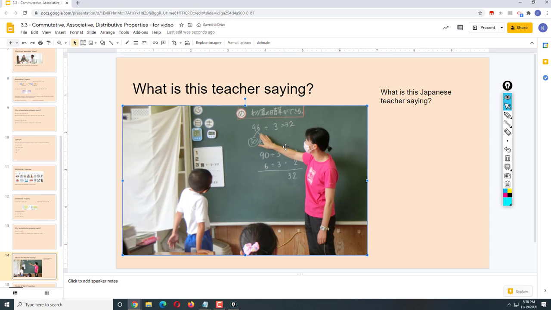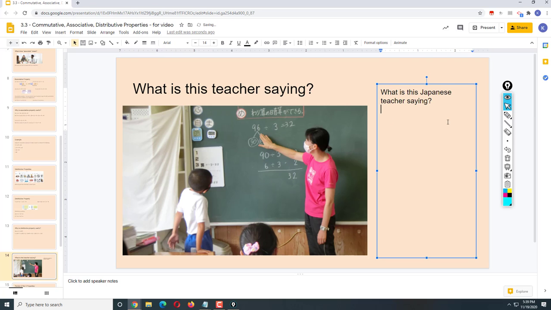This Japanese teacher is teaching her kids. We can see that 96 divided by 3 is 32. Why? Because 96 is 90 plus 6. That's 90 divided by 3 plus 6 divided by 3, which is 30 plus 2, which is 32.